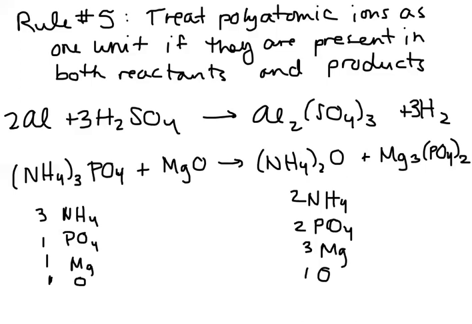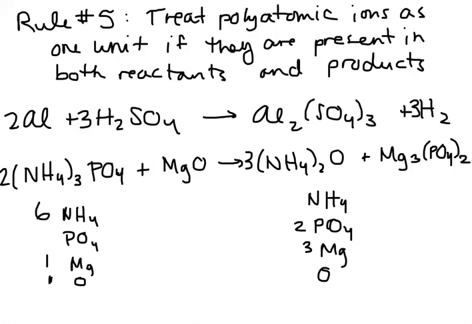We need to find the lowest common denominator. In this case, it's 6. So we're going to put a 2 here, so we can have 6 NH4, and a 3 here, so we can have 6 NH4. So a 2 and a 3, which is going to change this and this. So now we have 6 NH4. That was wrong.